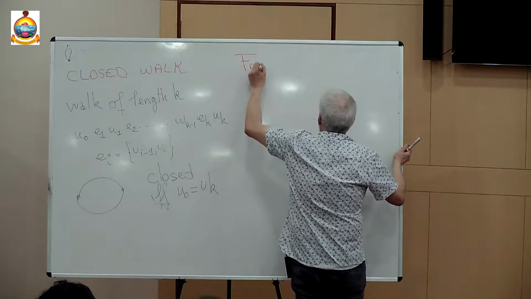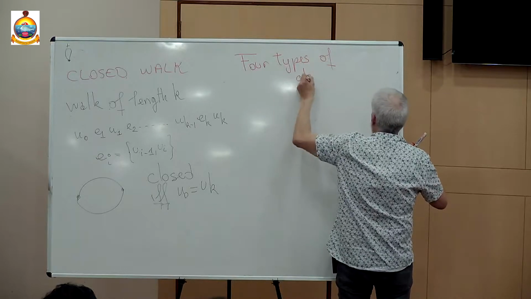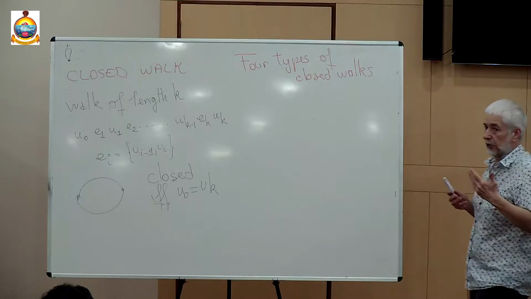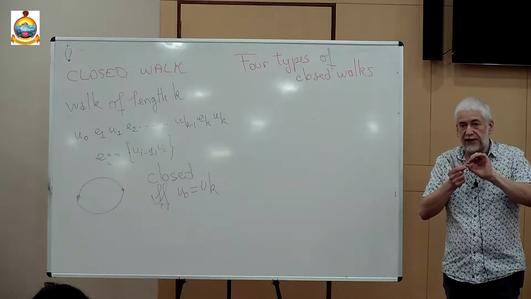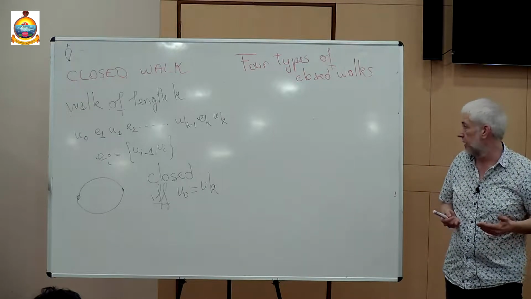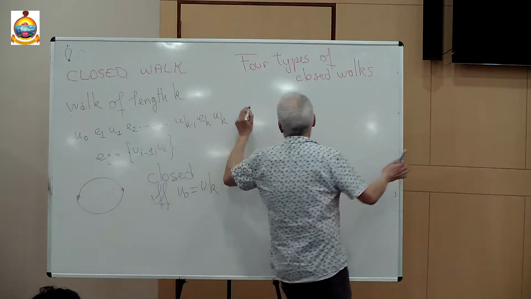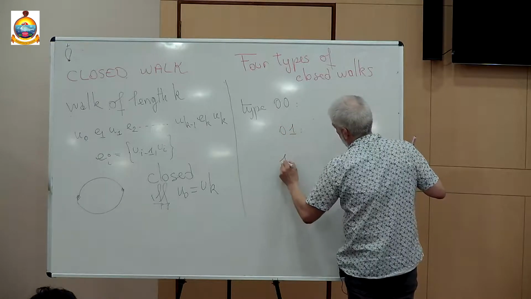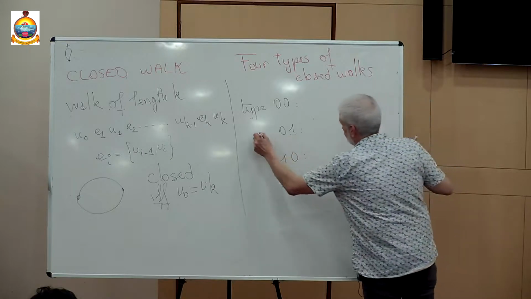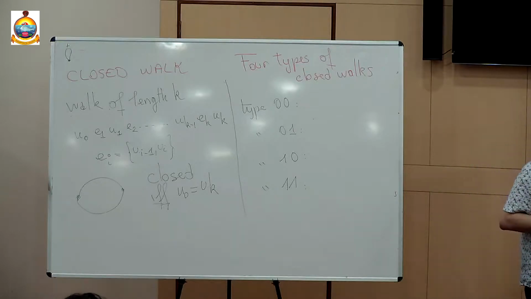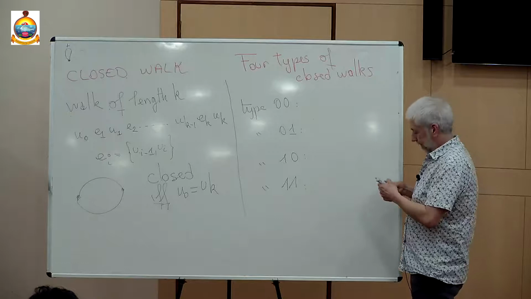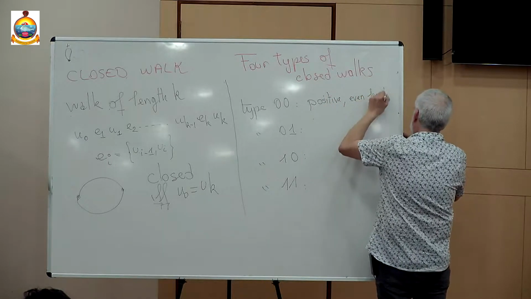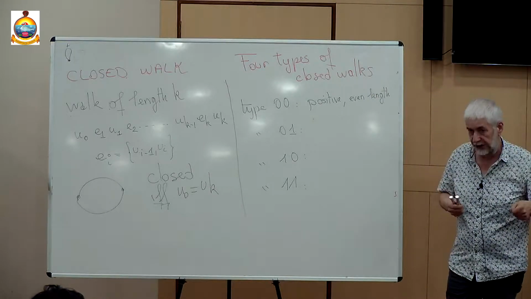So we have 4 types of closed walk. Because you can consider the sign of a closed walk, either positive or negative, but you can also consider the parity of its length, either even or odd. And so you get, in such a way, 4 types of closed walks. We use this notation: 0,0, 0,1, 1,0, and 1,1. It's not from a computer science point of view, but just a group theory point of view. So 0,0 means positive and even length. So an even number of edges and the product of signs is a plus.